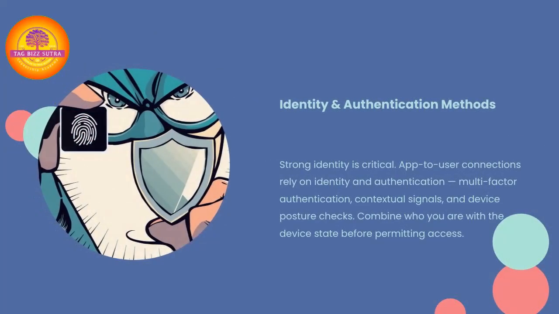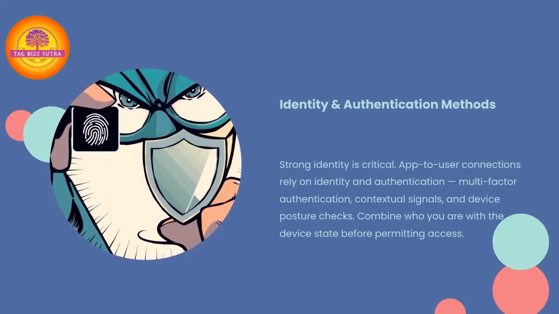Strong identity is critical. App-to-user connections rely on identity and authentication, multi-factor authentication, contextual signals, and device posture checks. Combine who you are with the device state before permitting access.